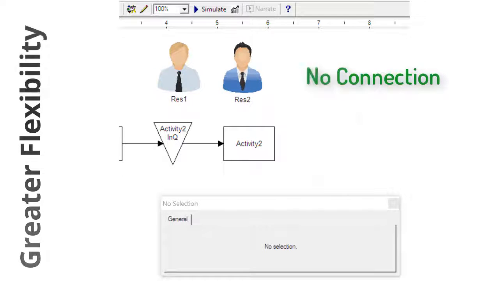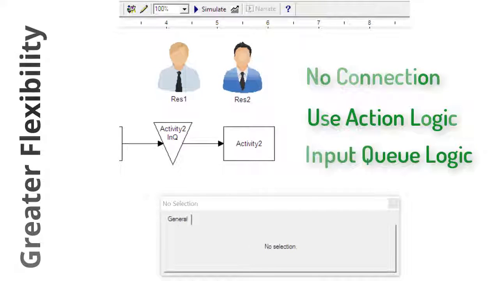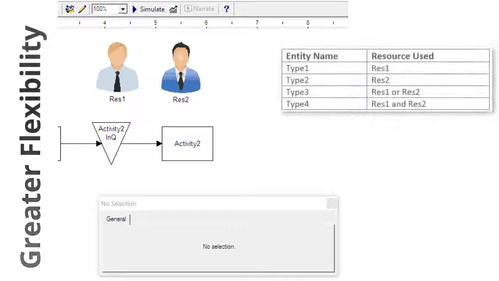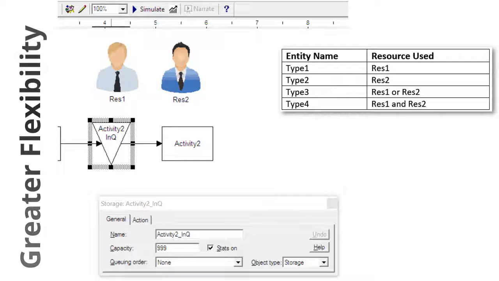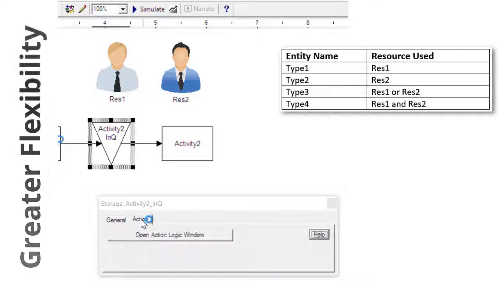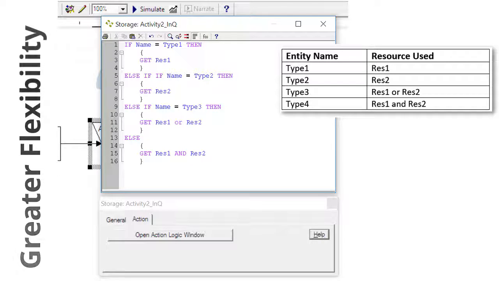To assign resources with greater flexibility, use action logic. In this example, different resources and combinations of resources are needed for different types of entities. Assigning a resource with action logic provides this type of control.